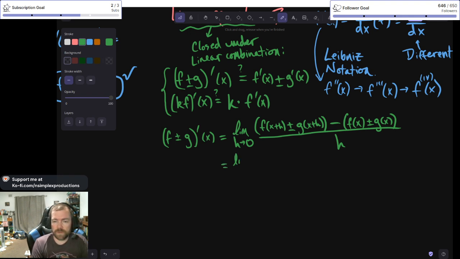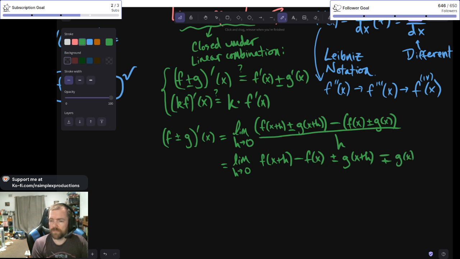So this is going to be equal to the limit as h goes to 0 of, separate these things. This is f at x plus h minus f at x plus minus g at x plus h minus plus, because the sign is switched, g at x. And we could split these.